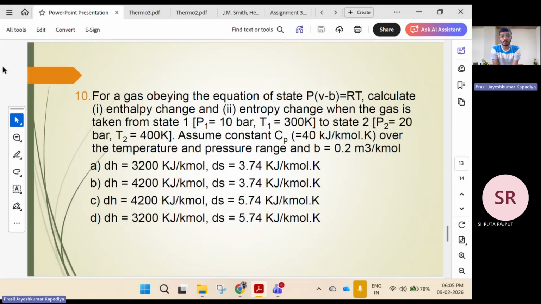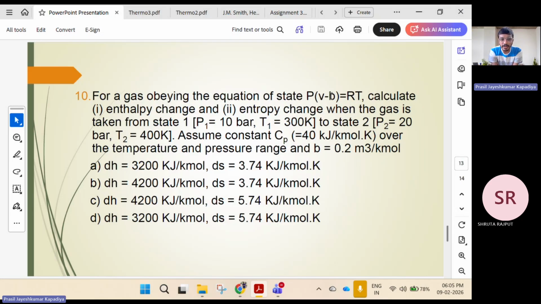Okay, so this is the problem statement that states that for a gas obeying the equation of state P into V minus B is equal to RT. So you know that this is not an ideal gas because for an ideal gas PV is equal to RT, but here V is replaced by the V minus B term. So P into V minus B is equal to RT.